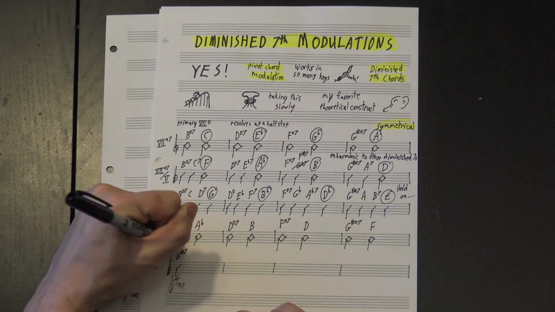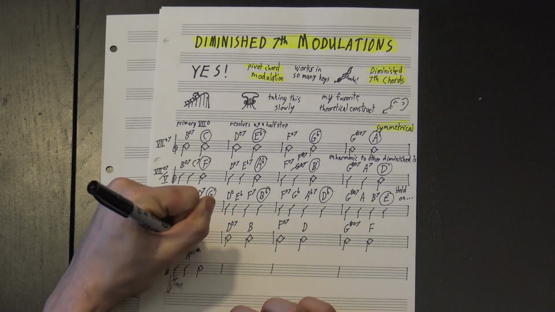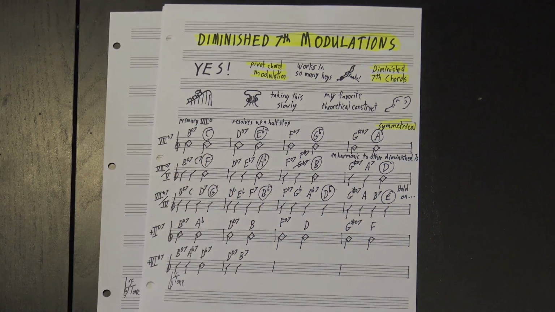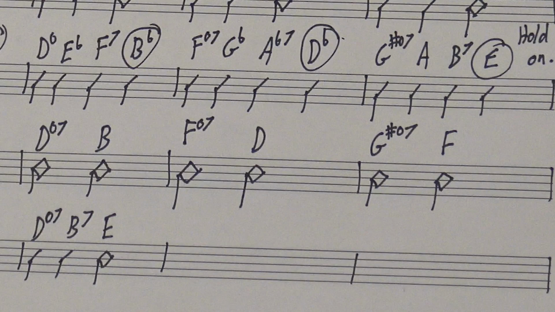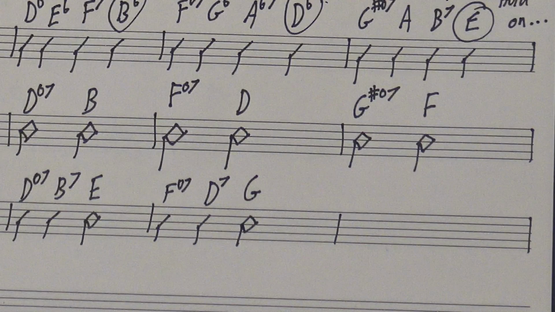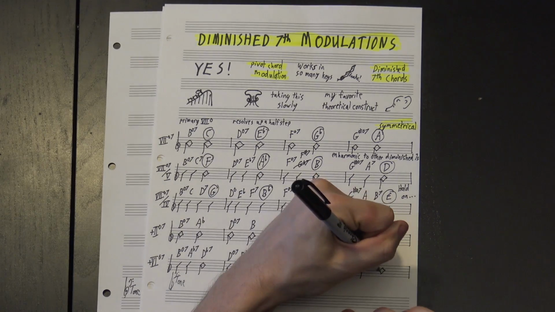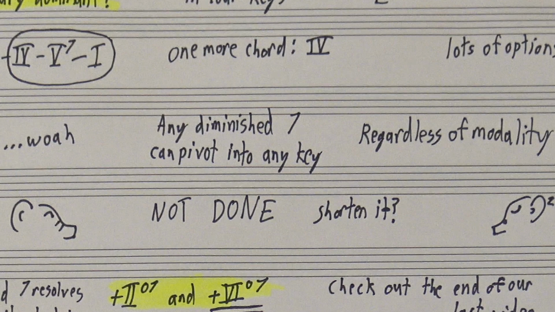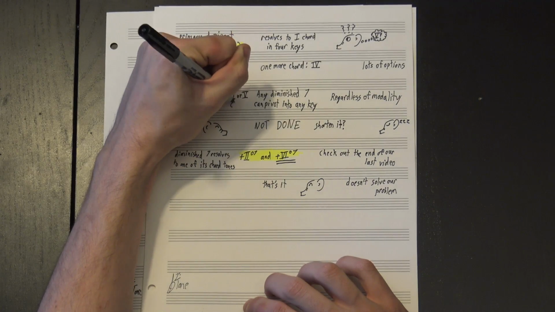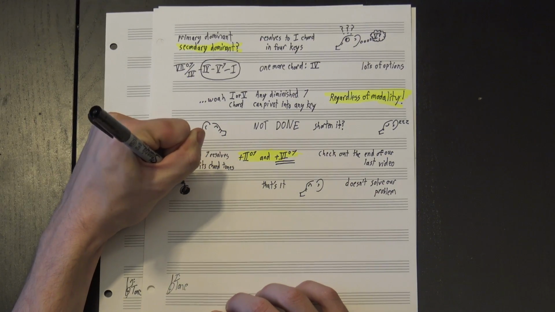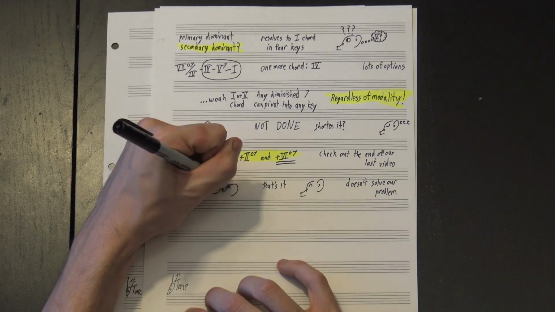If that's B diminished 7, then it goes to A flat 7, which resolves to D flat. If it's D diminished 7, it goes to B7, which resolves to E. F diminished 7 goes to D7, goes to G, and G sharp diminished 7 goes to F7, goes to B flat. And that's it. With that, we know that any diminished 7 chord can pivot to any key it wants, resolving to either the 1 or the 5 chord, regardless of modality. If that doesn't blow your mind at least a little bit, then I guess I haven't done my job.